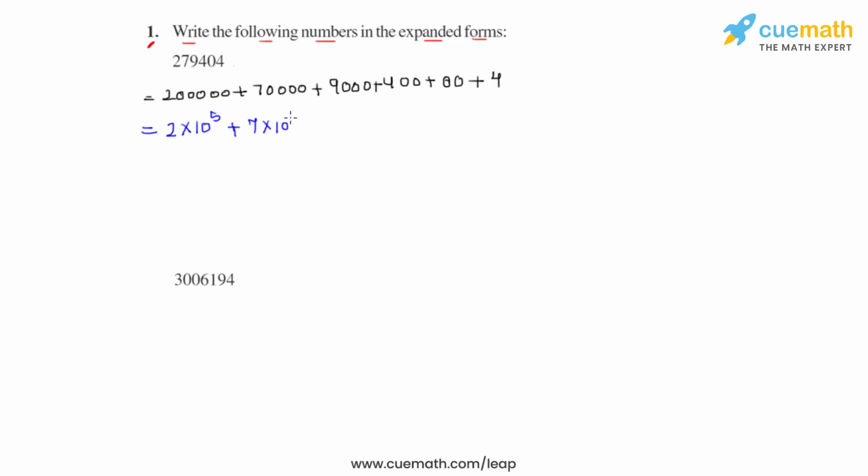times 10 raised to 4, plus 9 times 10 raised to 3, plus 4 times 10 raised to 2, plus 0 times 10 raised to 1, and plus 4 times 10 raised to 0, because anything raised to 0 is 1. So this is how we expand a given number.